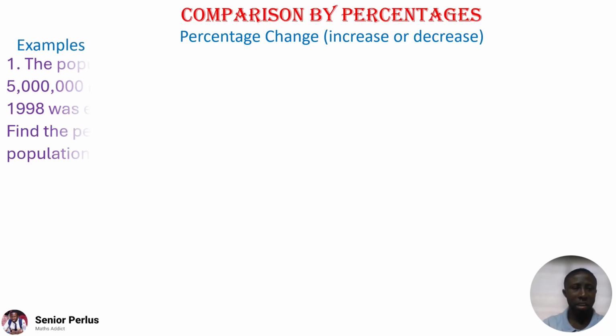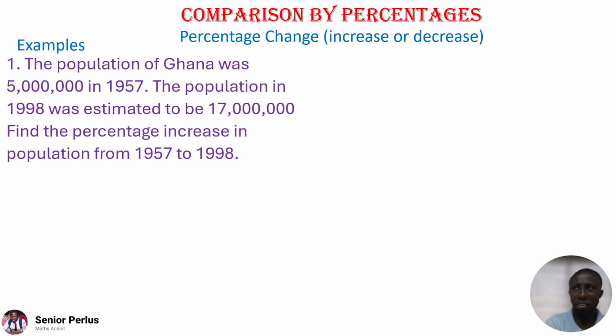Percentage change example. This is our first example on percentage change. The population of Ghana was 5 million in 1957. The population in 1998 was estimated to be 17 million. Find the percentage increase in the population from 1957 to 1998. Good. So here the question I've given you a clue: find the percentage increase.